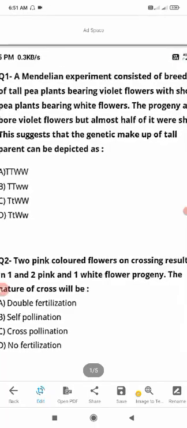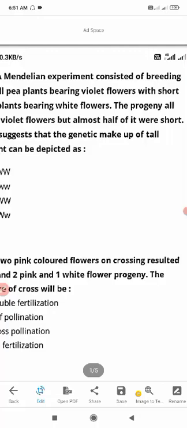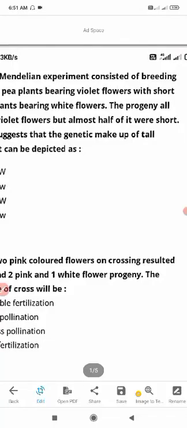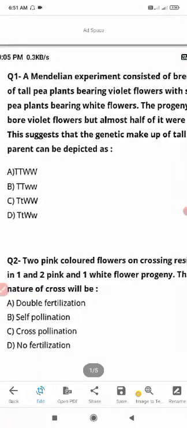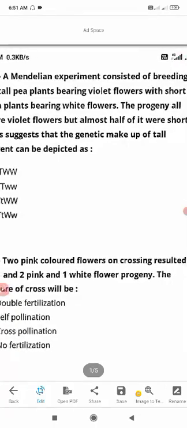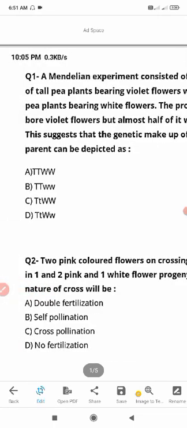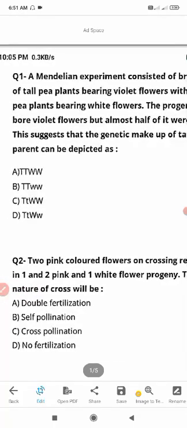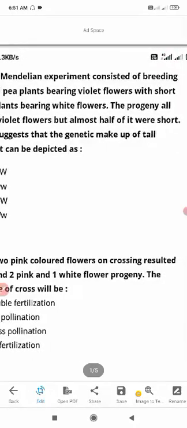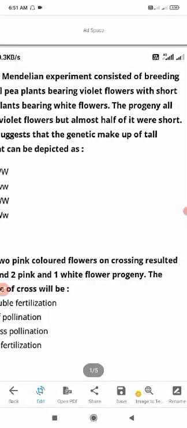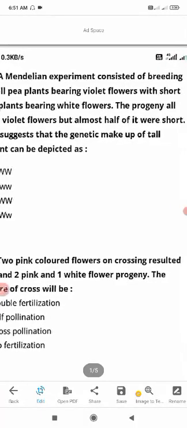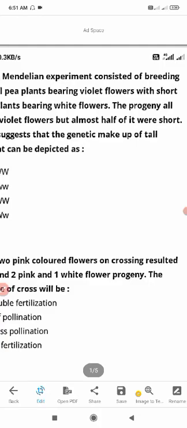Question number 1. A Mendelian experiment consisted of breeding tall pea plants bearing violet flowers with short pea plants bearing white flowers. It means there is a dihybrid cross. The progeny all bore violet flowers, but almost half of them were short. All the progeny are violet flowered, but almost half of them were short.